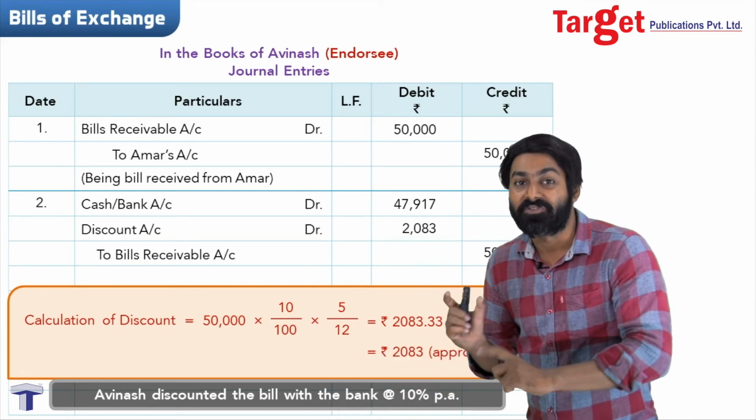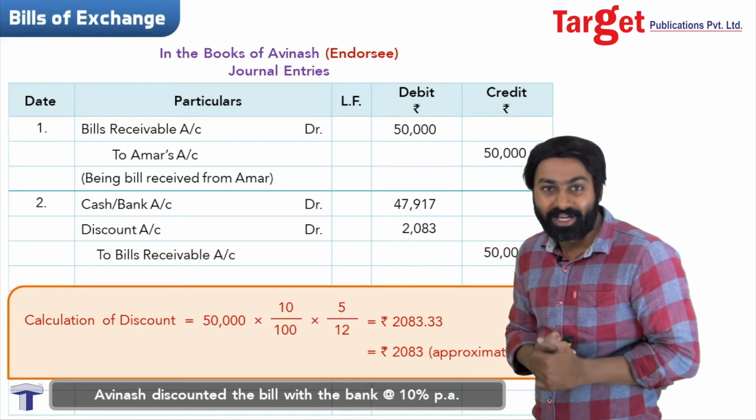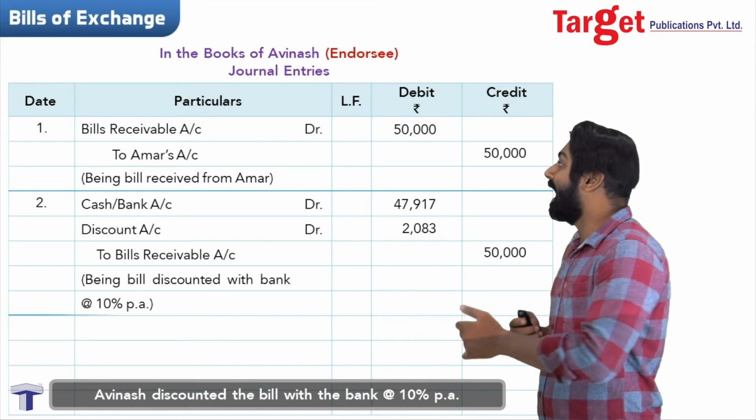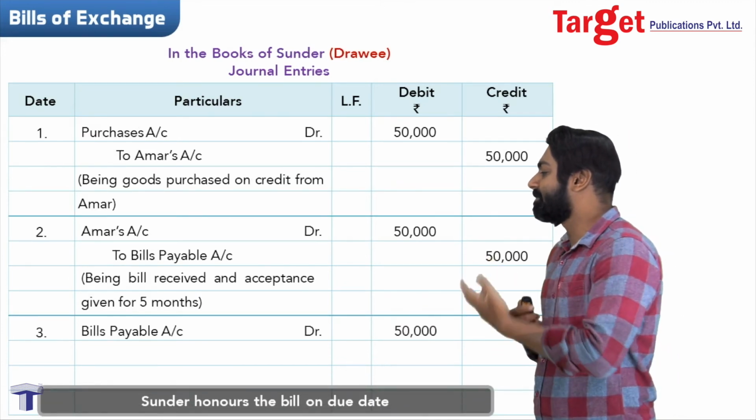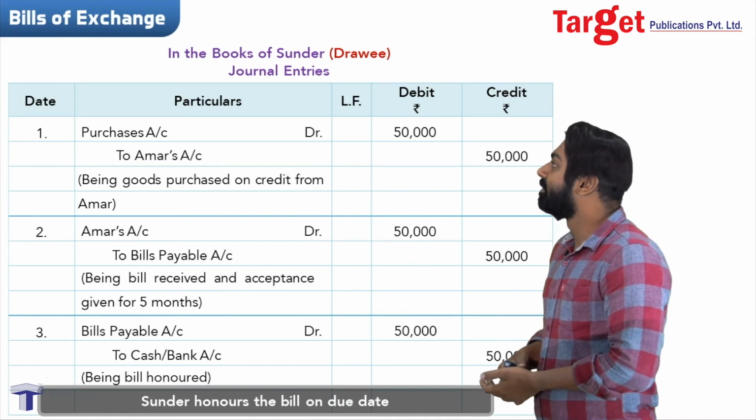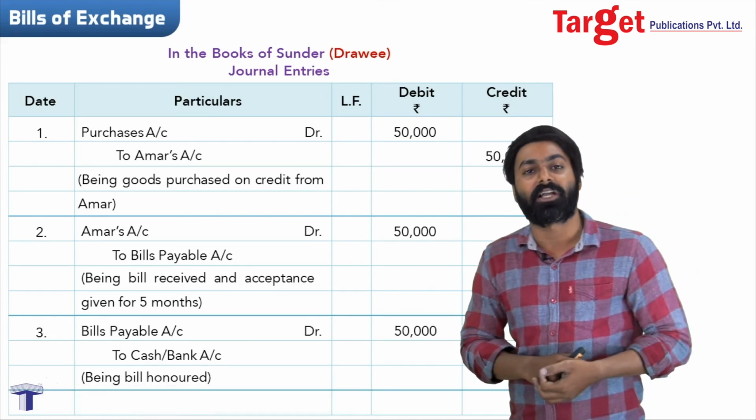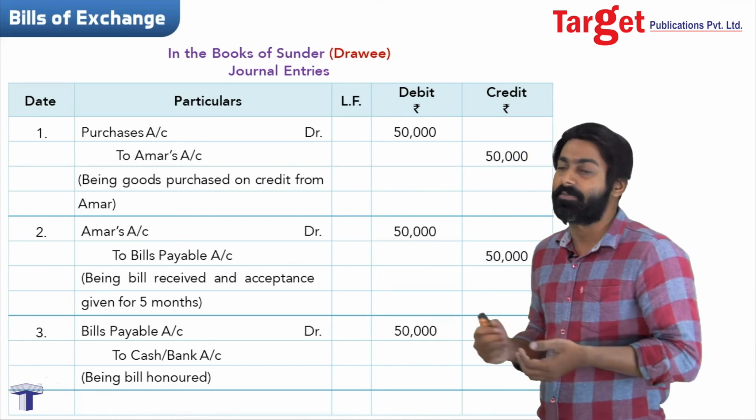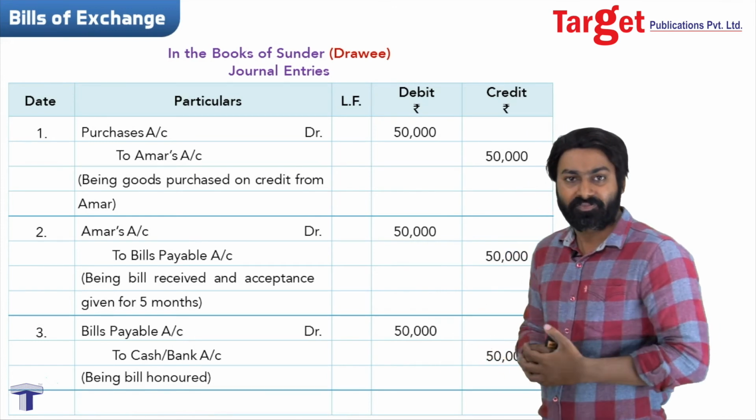Now the bill is with the bank. On due date, the bank goes to the drawee and the drawee makes the payment. So the bank goes to Sundar and on due date Sundar makes the payment. So the entry in the books of Sundar, the drawee, comes as Bills Payable account debit to Cash/Bank account. Why Bills Payable debit? Because debit what comes in, Bills Payable comes in. And why Cash/Bank credit? Because cash/bank is going out.